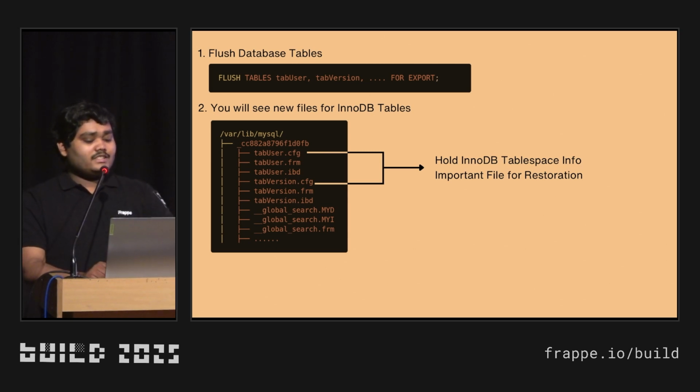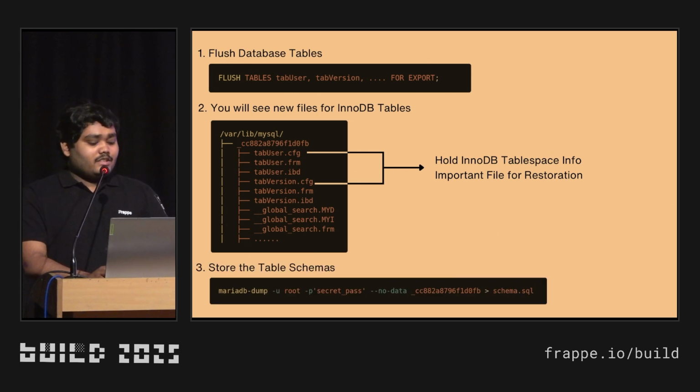We have already seen the FRM and IBD files. There are new CFG files, which hold the InnoDB tablespace information, which is required to restore the data back. So once we did these two steps, it's now time to take the backup.